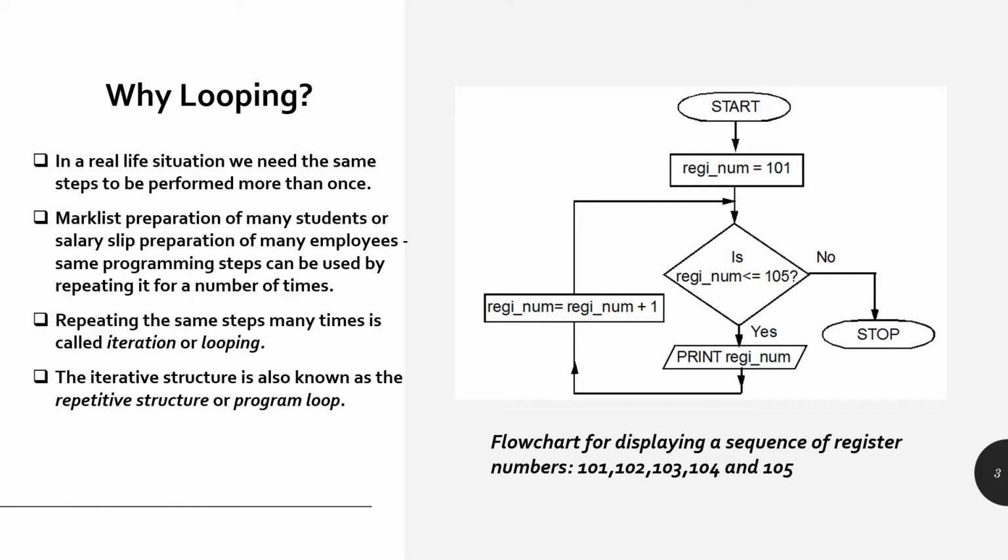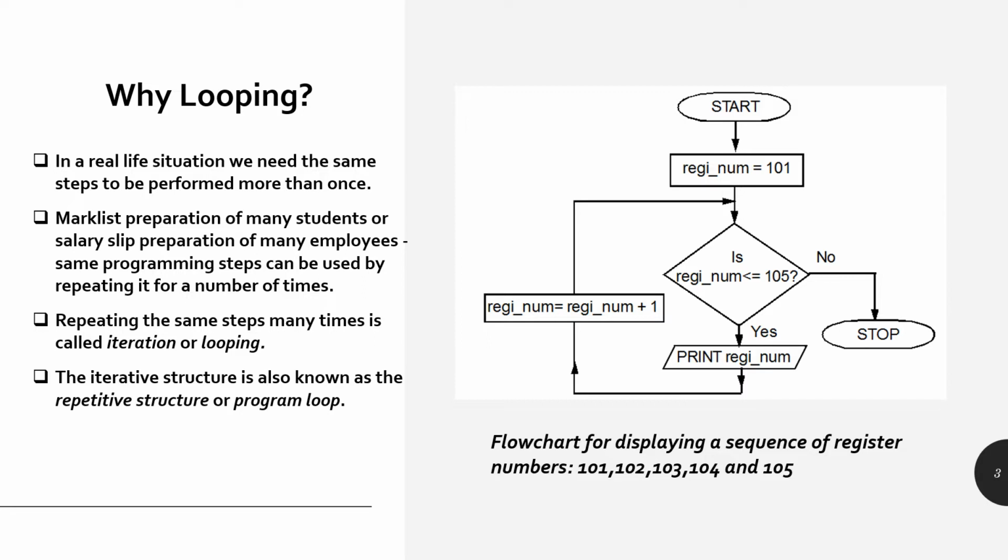So repeating the same steps many number of times is called iteration or looping. Iterative control structure is also called repetitive control structure or program loop. So I just explained why we need looping. Let us consider one simple example of looping.